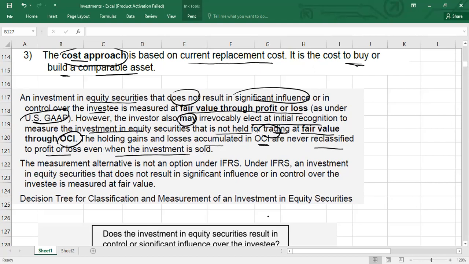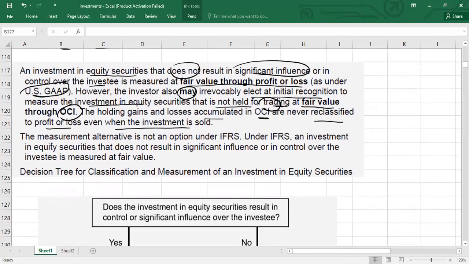So here we have a simple idea. Second, the measurement alternative, as I told you, is not an option under IFRS. Under IFRS, an investment in an equity security that does not result in significant influence or control over the investee is measured at fair value. Then here we have a small presentation of IFRS.